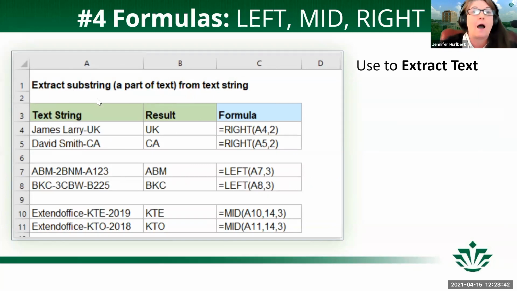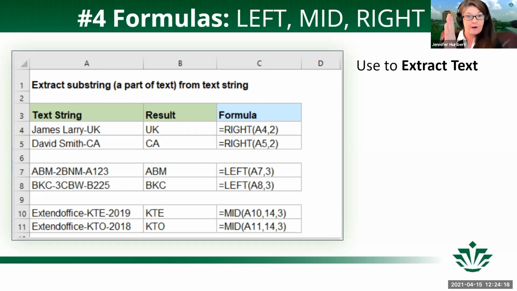All right, this is another good one. I cannot tell you how many times. So say I want to extract text, and if we look at the first example, we see James, Larry in the UK, David Smith in probably California. What if I just want to get those last two digits for where they live? I can write a formula using RIGHT. So all formulas start with an equal sign and then RIGHT. And then I tell it the cell to reference. So I look at A4 and then I start counting.